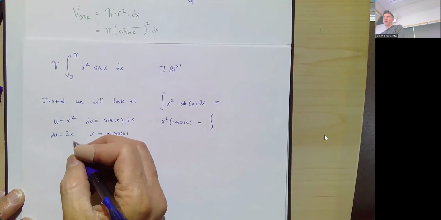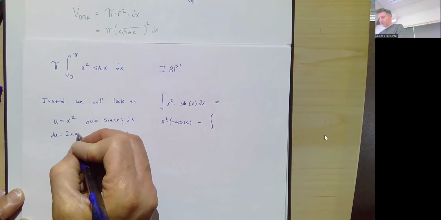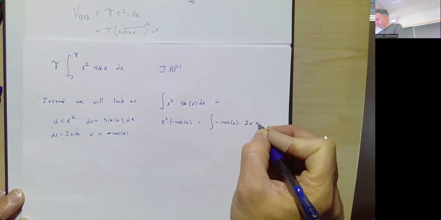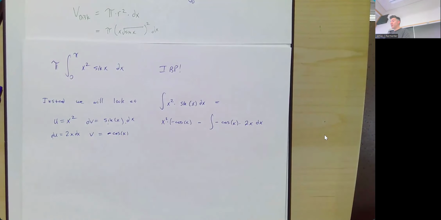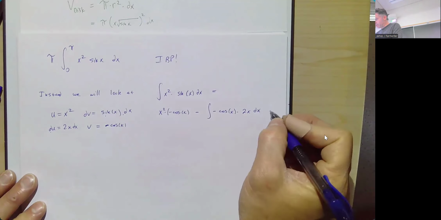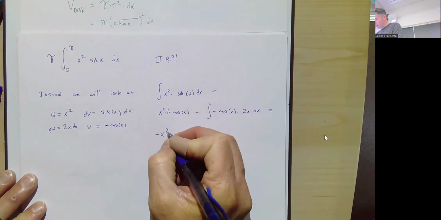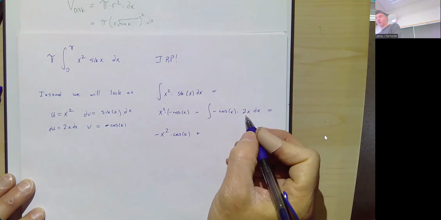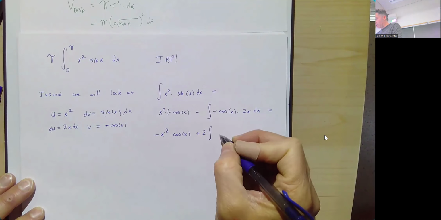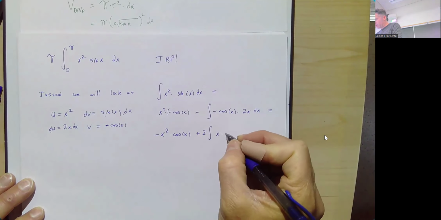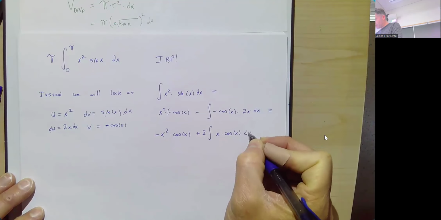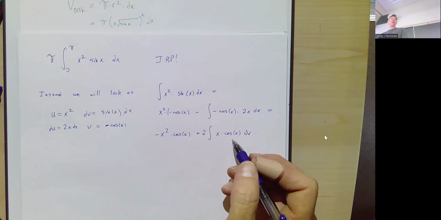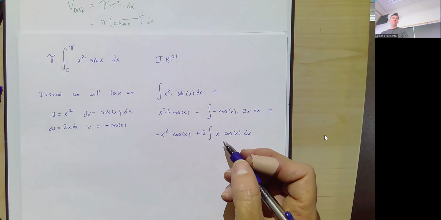Oh gosh, I'm forgetting dx is everywhere. My du should have been 2x times dx. v du is negative cosine of x times 2x dx. Doing a little bit of rewriting, this is equal to negative x squared times cosine of x. Minus minus is plus. I would also pull out the constant 2 there. And then I have the integral of x times cosine of x. There's no good reason for putting the x first other than it just feels right. I would never write cosine of x times x. I would always write x times cosine of x.